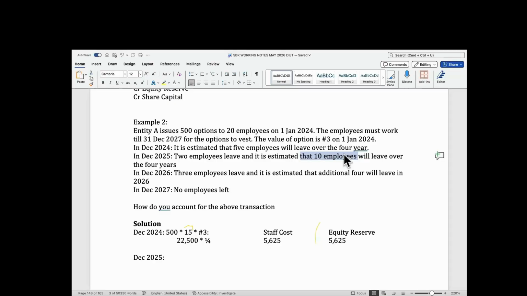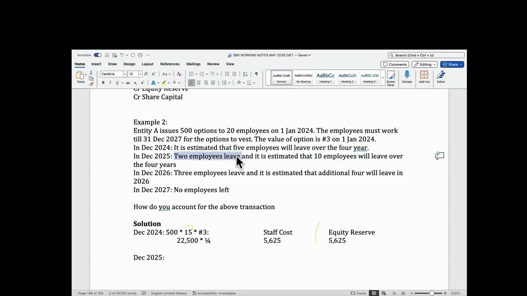Okay. Sometimes they will give you an estimate of the whole period, meaning they have factored in all the actuals. Like this 10 now has already factored in the 2 that left. Okay. And that's why it is given over the entire period. So this estimate has captured these 2 that left already.